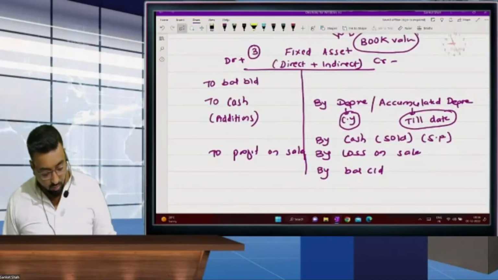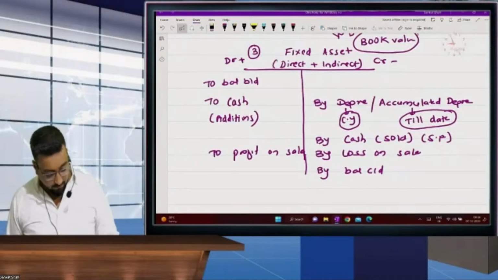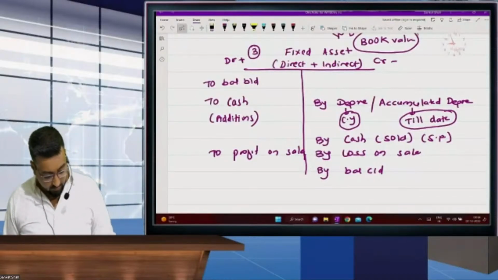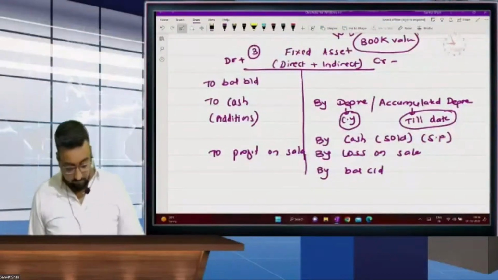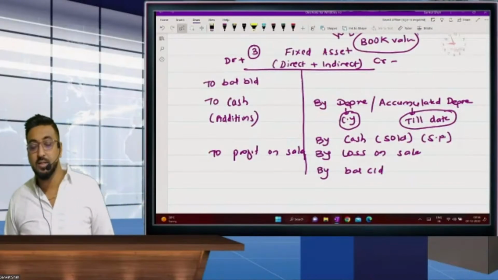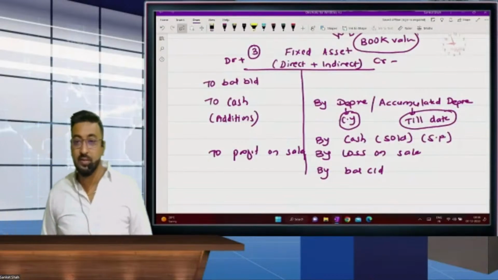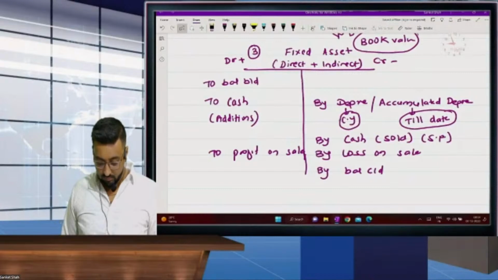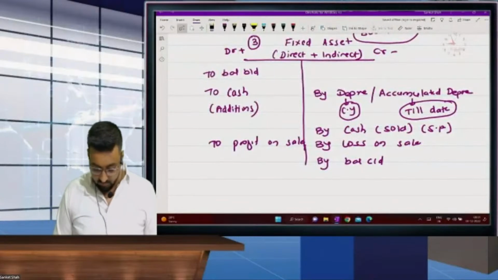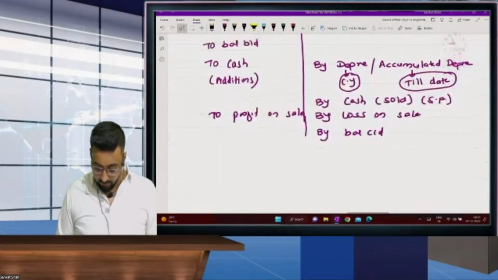I am giving you last day revision notes. Fixed asset pro forma. Please watch my previous session. जल्दी से आप लोग प्रीवियस सेशन को देख लीजिए. Yes, beta.